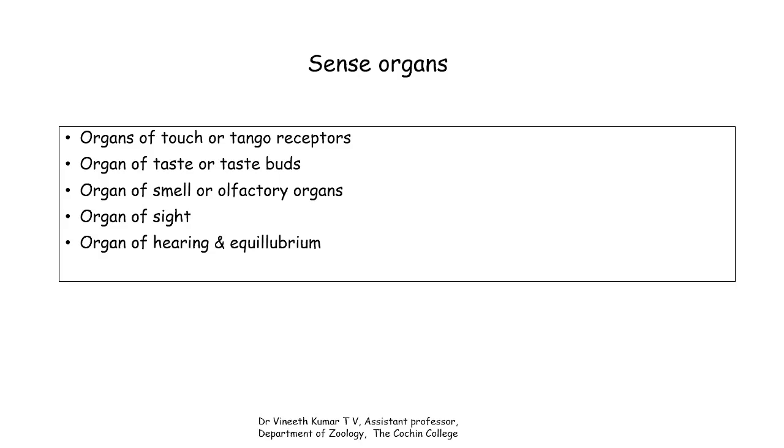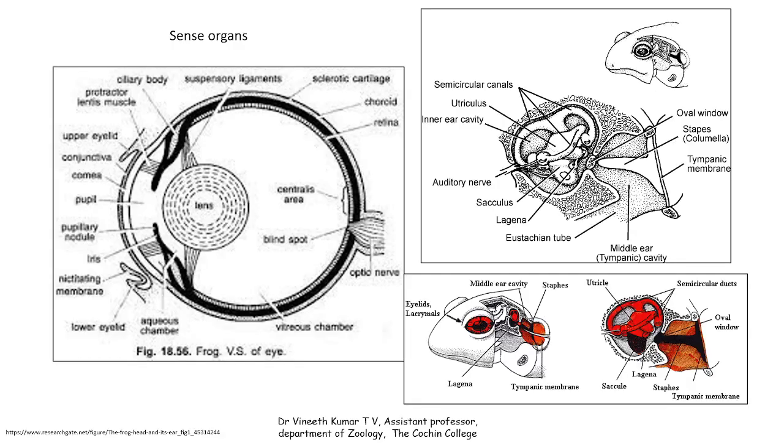Next is the organ of sight, the eyes. The eye of the frog is almost globular in structure, and as in the case of humans, it is placed in a cavity in the skull, which is called the orbit. The wall of the eye is mainly made up of three layers. As you can see here, the three layers.